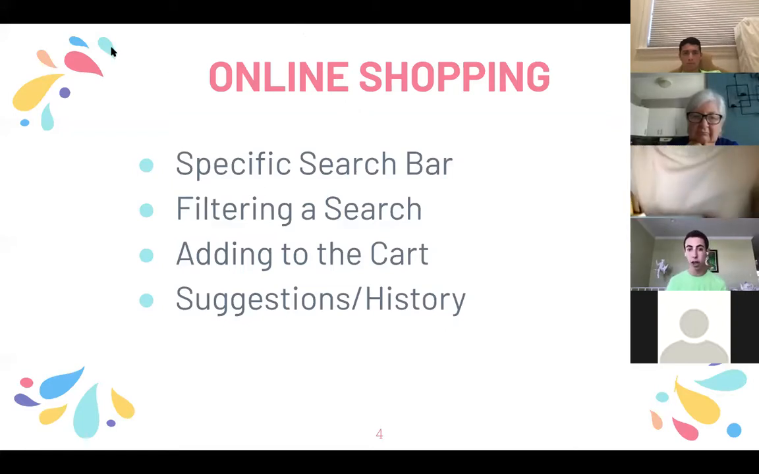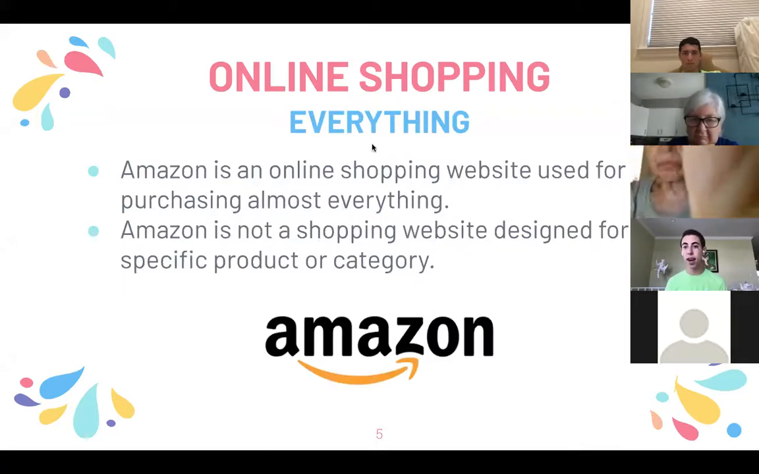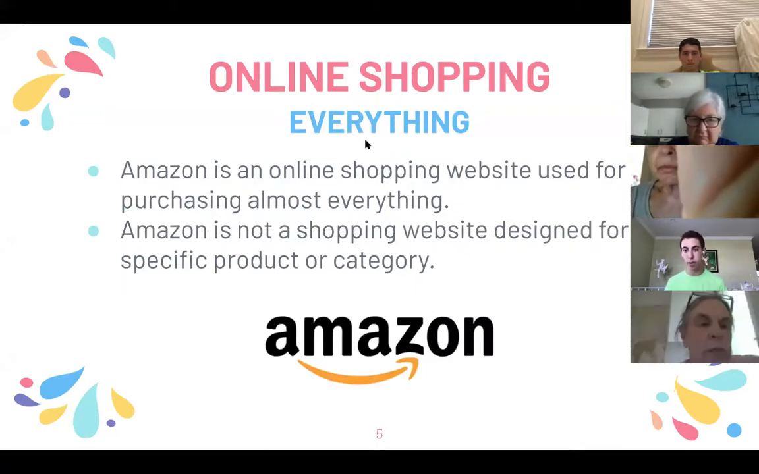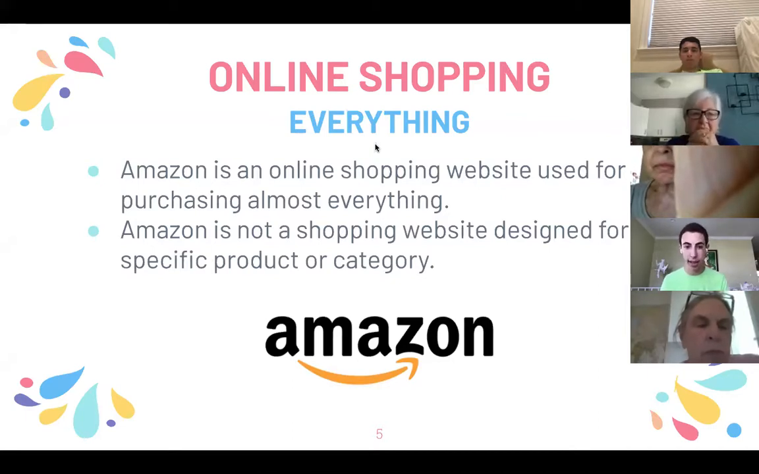So the first thing that we're going to look at today is Amazon. Joe, you can go. Now, Amazon is, I'm sure you've heard of it. It's one of the all-time most popular online shopping websites currently, and it is used for anything, meaning there's ways to buy food, clothing, there's really anything you could buy on Amazon. And we're going to show you how to look at that now. Amazon, like I said before, is not a shopping website designed for a specific product or category. It is used for anything.